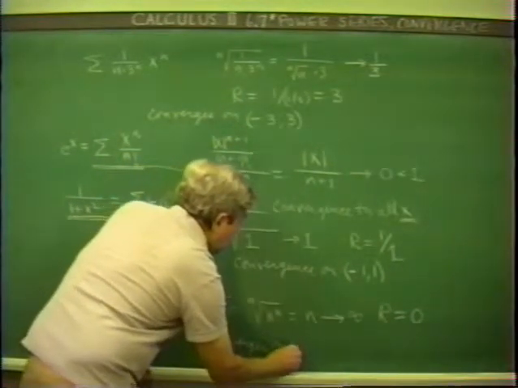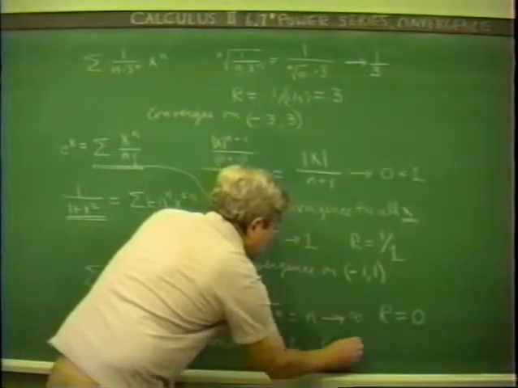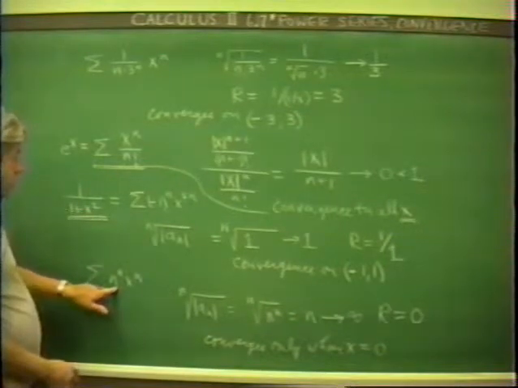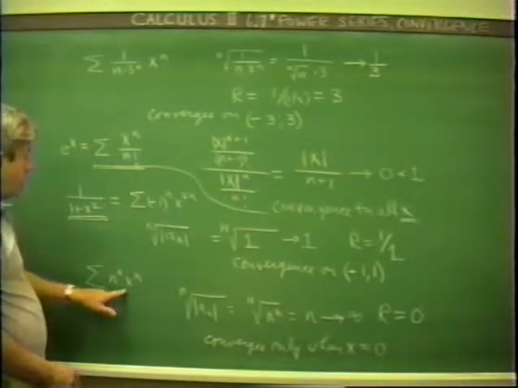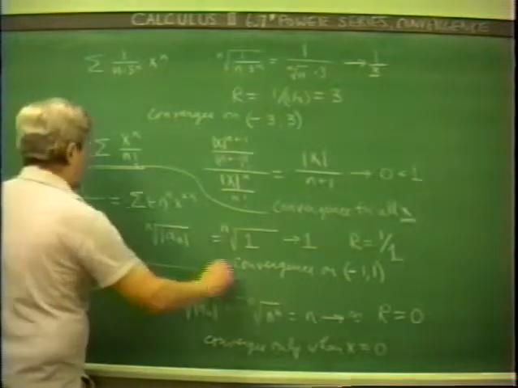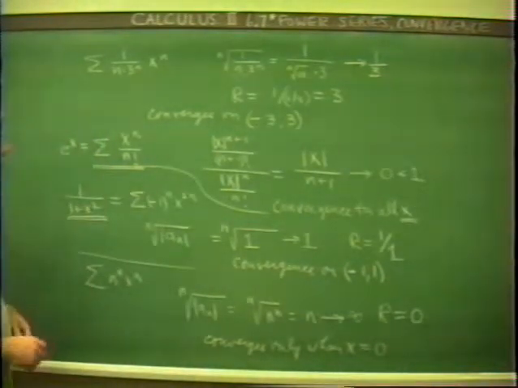So this converges only when x is equal to 0. When x is equal to 0, of course, you get a sum of zeros. But for all other x, this diverges.